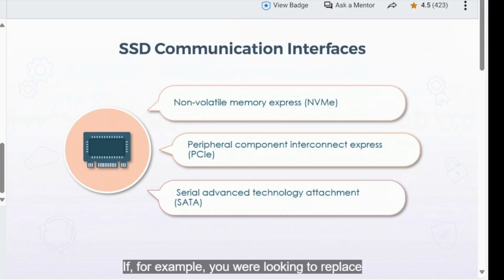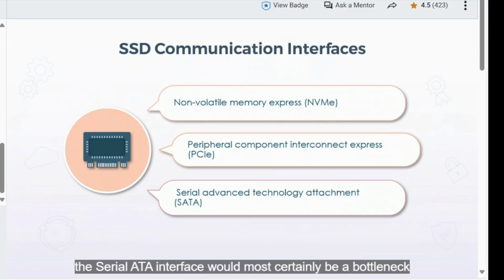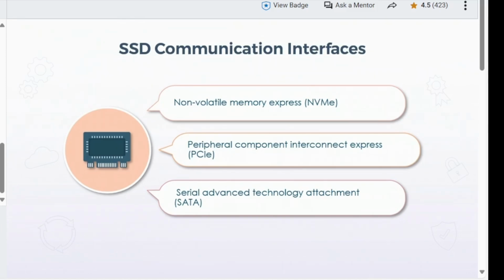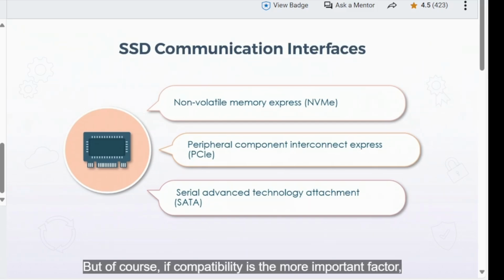Now, serial ATA is certainly still available, but largely for backward compatibility. If, for example, you were looking to replace an existing magnetic hard drive with a solid-state drive, the existing interface of your computer would very likely be serial ATA. But with respect to solid-state drives, the serial ATA interface would most certainly be a bottleneck in terms of performance compared to NVMe over PCIe. There would be several factors to consider, but overall, or at least on average, you could likely expect NVMe over PCIe to be about 4 to 5 times faster than serial ATA. But of course, if compatibility is the more important factor, then serial ATA might be the better choice.